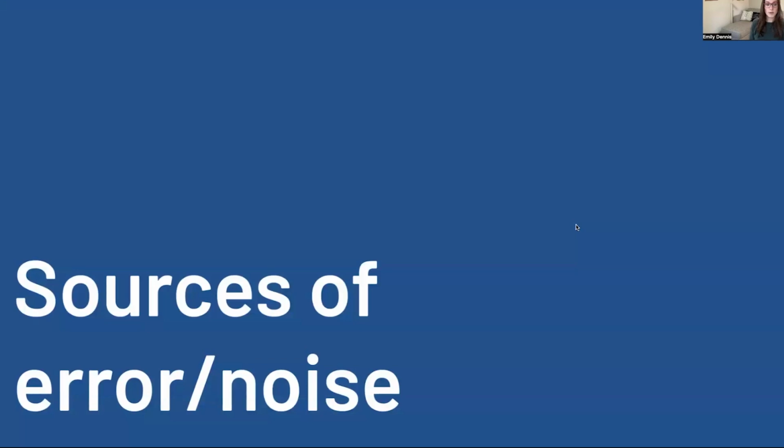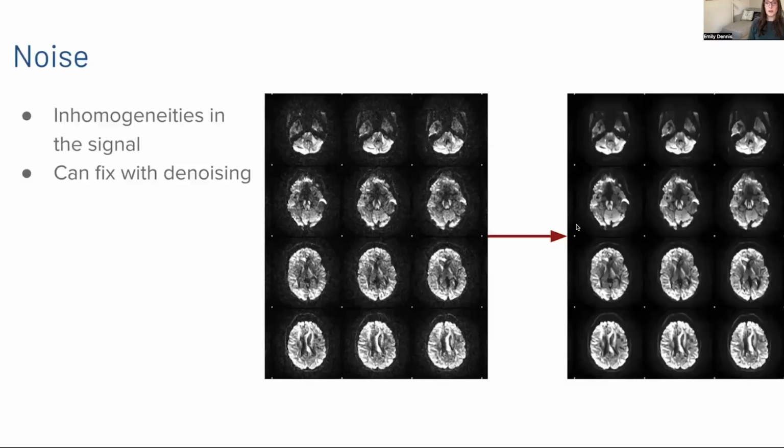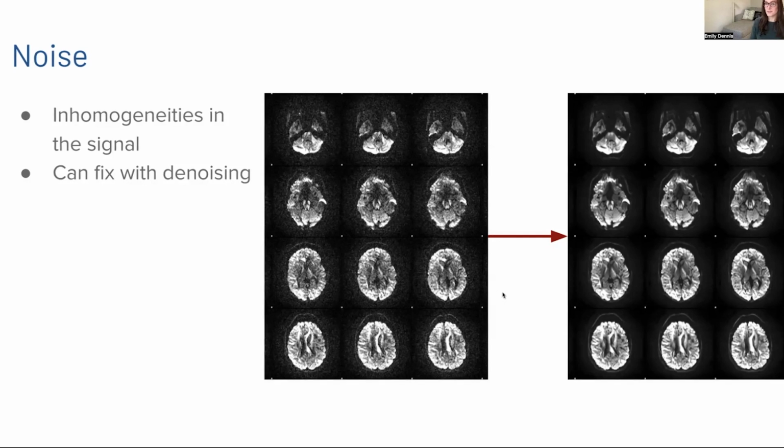So what are some common sources of error or noise that we have to try to either mitigate or account for, or that in some cases, unfortunately, mean we have to remove data? Noise, as it sounds like, this is noise in the image, just like you can have noise in any signal. This is inhomogeneities in the signal, and this is what it might look like. You have this just kind of fuzziness around the brain. We can fix this with a process appropriately called denoising. So this is an example of what an image might look like after denoising.